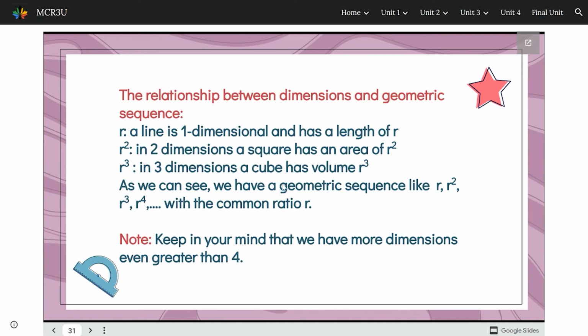Here is some writing about the relationship between dimensions and the geometric sequence. That's good, and you can see the note. Keep in your mind that we have more dimensions, with events greater than 4.